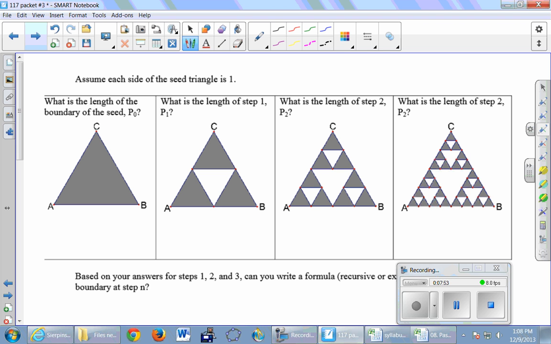Assume what happens to the perimeter. Yes, we got that. And oh, is the diagram just a little different? Oh, it's the same. I just have it going across horizontally. You guys have it going vertically, right? Okay. So we're going to assume that each side of the seed triangle is 1. That's the original triangle. So 1's on each side. So what's the length of the boundary, the perimeter? 3. So I'm going to call this one P0. Original perimeter is 3.